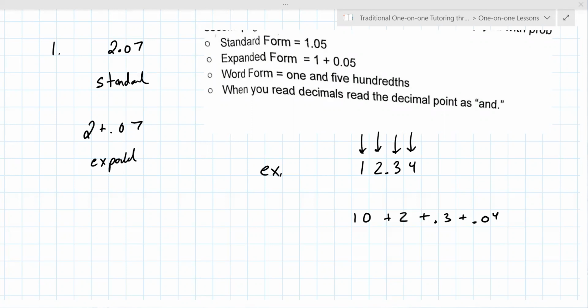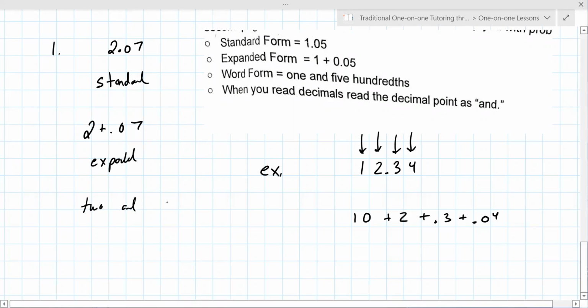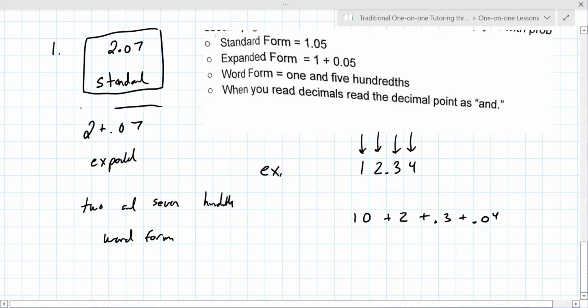And why would you ever do this? I don't have a good answer. I really don't. But in programming, you would sometimes do this, but it's very unusual at your stage in math. And then in words, you have to be able to write it out, and you have to use the word and: 2 and 7 hundredths, which is word form. So your instructor is looking for all 3 of those in each one.